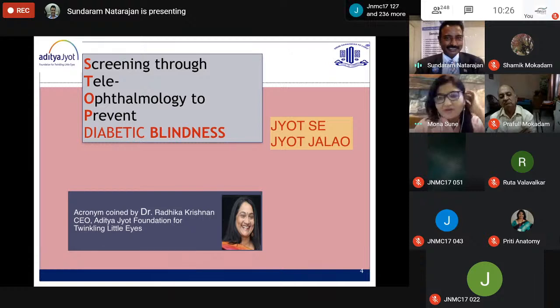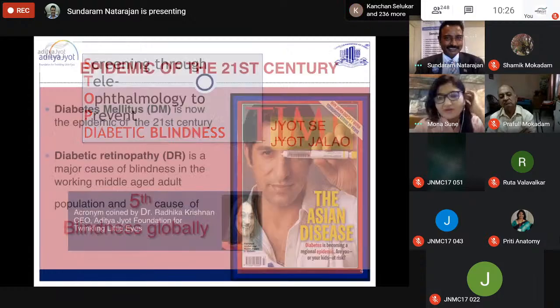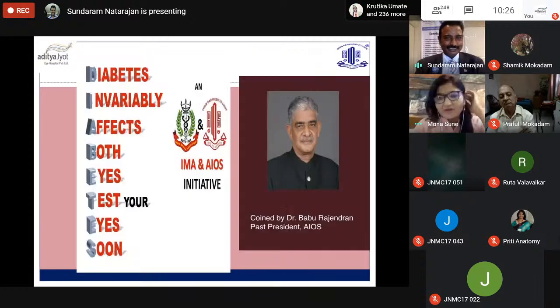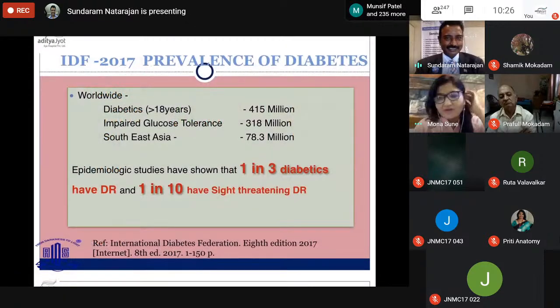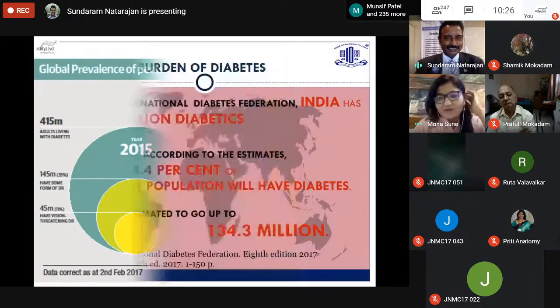And I want to do the screening through teleophthalmology to prevent diabetic blindness. And this is the epidemic of the 21st century. And that is why Dr. Babar Rajendran, the past president, said the word diabetes, diabetes invariably affects both eyes. Test your eyes soon. And this is by IMA and All India Ophthalmic Society. And then all this we already saw. And I'm just skipping the slide.